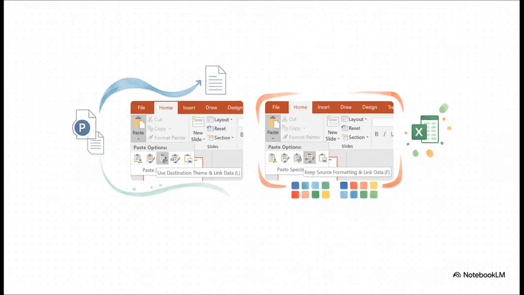Now, when you go to link your data, you get two main choices for how it's going to look. The option on the left, Use Destination Theme, is pretty cool. It'll make your chart's colors and fonts automatically match your PowerPoint theme. The option on the right, Keep Source Formatting, does exactly what it says. It keeps the chart looking just like it did back in Excel. It's totally up to you.